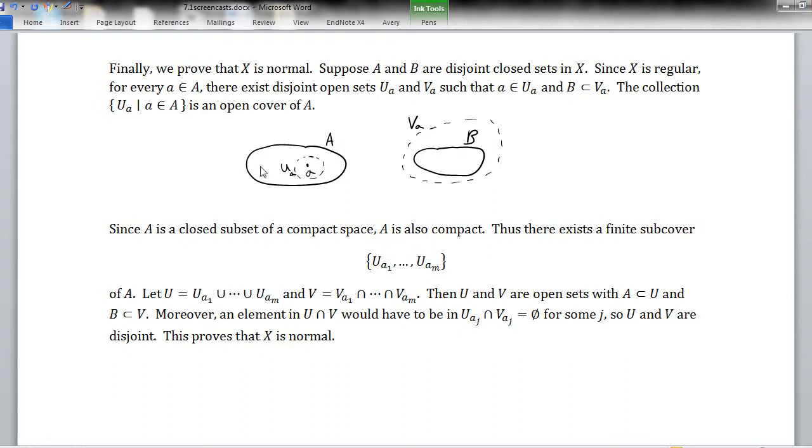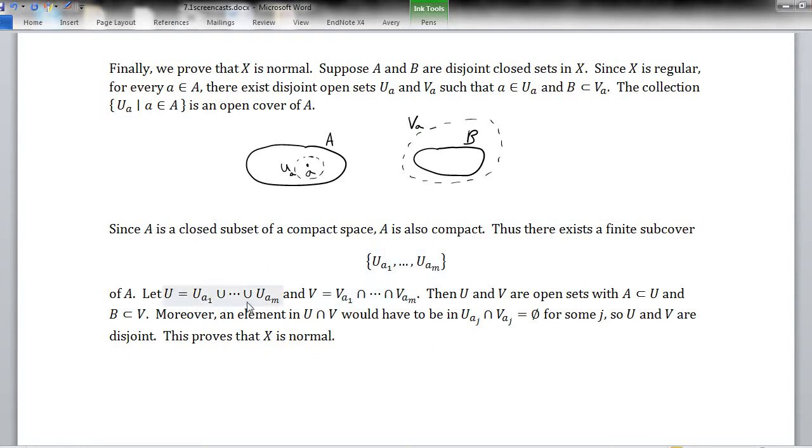And just like before, the collection of all of the U sub a's is an open cover for the set A, because every element a of A is contained in at least one of those. Really we're doing the same thing we did before. Since A is a closed subset of a compact space, A is also compact, so we can find a finite subcover of our cover up here, U a1 through U aM. And just like before, we're going to let U be the union of these, and V is going to be the intersection of the corresponding V a i's.